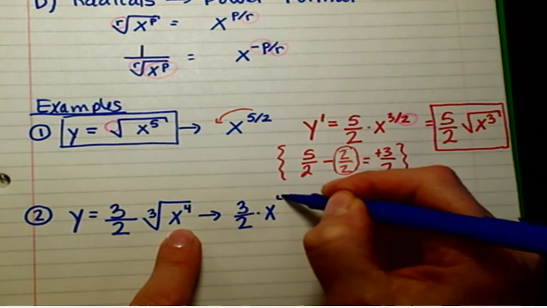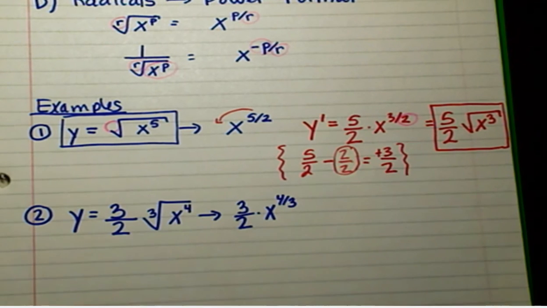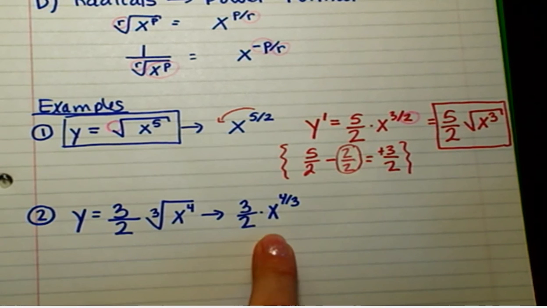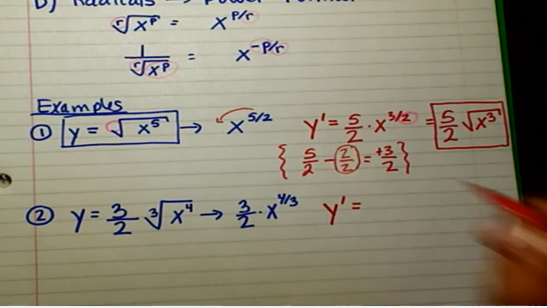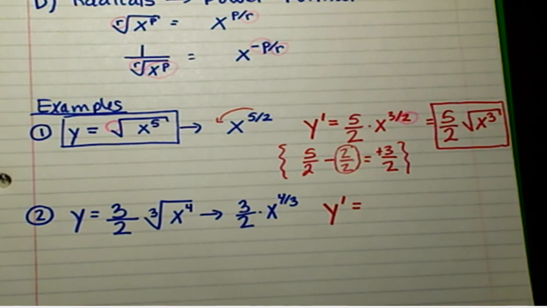X to the 4/3. Okay, looks like a polynomial. The x has to be in the numerator, right? It has to be in the numerator. So now I'm ready for the power rule. That's why I'm switching colors so that you can tell when I'm actually doing the derivative.